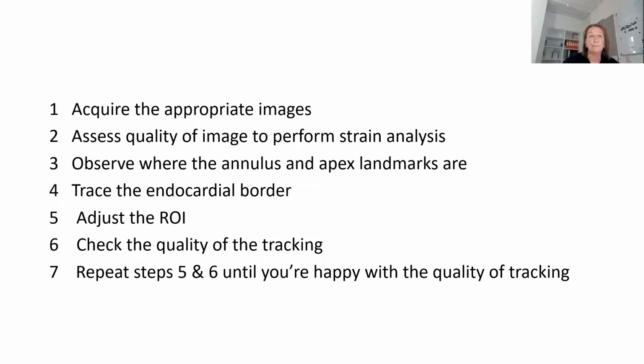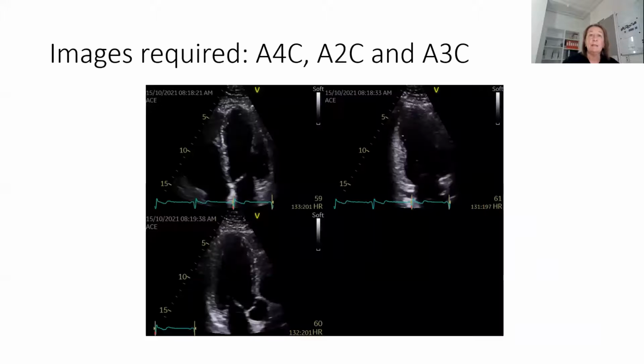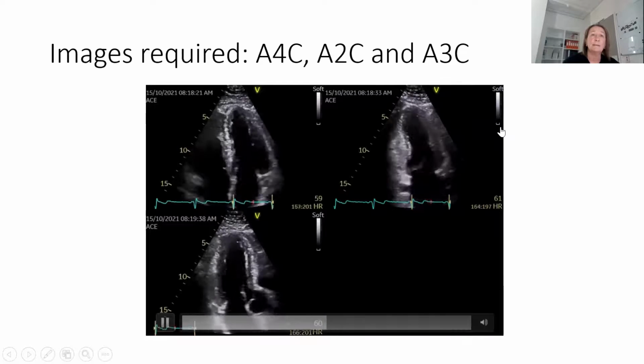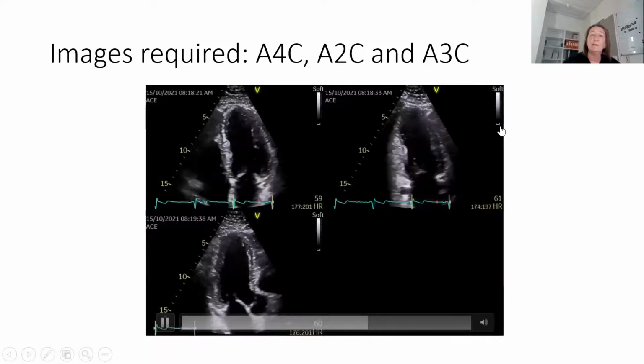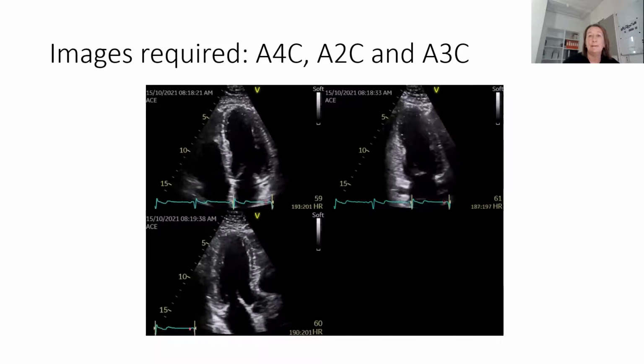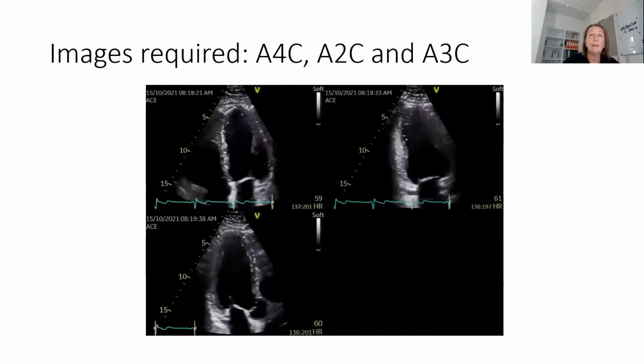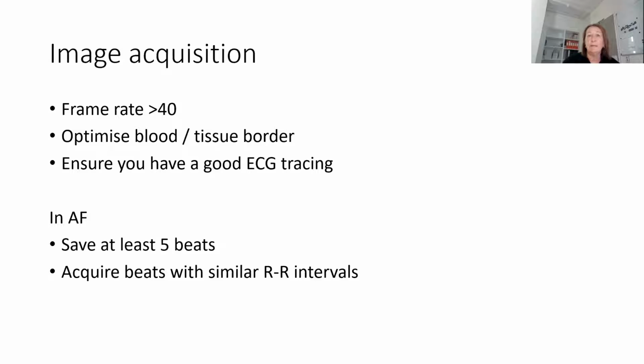quality of the tracking. The images we need are the apical 4 chamber, the apical 2 chamber, and the apical 3 chamber, or the apical long axis. And we need to acquire these images, making sure the endocardial border is clearly seen throughout the entire cardiac cycle, so adequate tracking can be performed. When we acquire these images, we need to make sure we have a frame rate greater than 40 frames per second. We need to really optimize the blood tissue border and make sure we have a good ECG tracing. In patients in atrial fibrillation, we need to save at least 5 beats and acquire beats with similar R-to-R intervals.